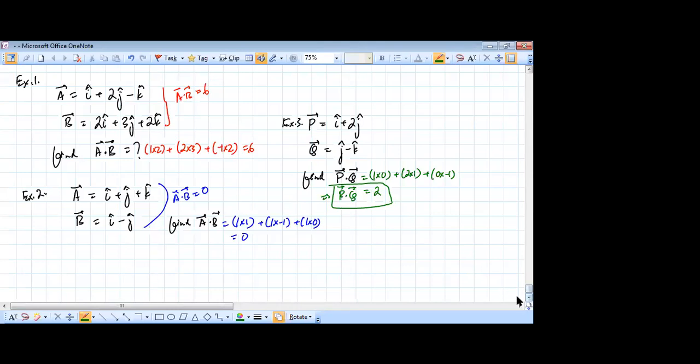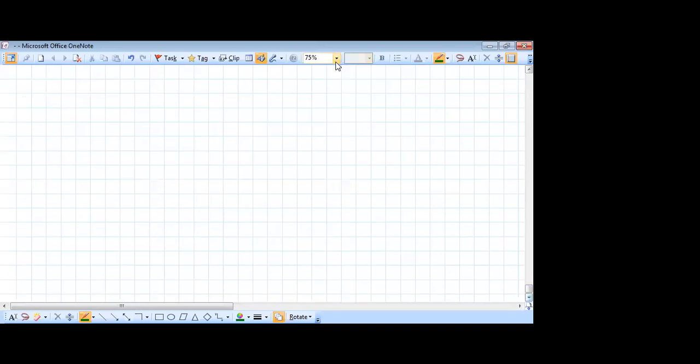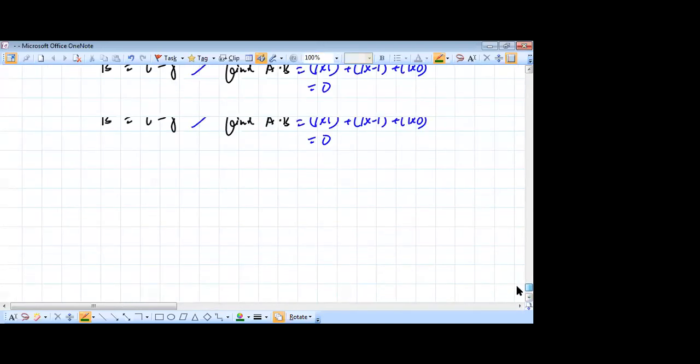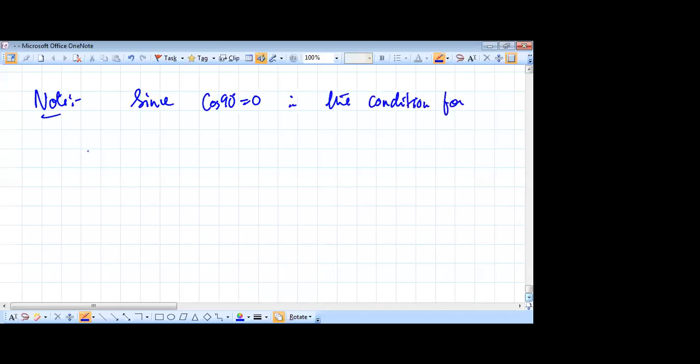Now, just one final thing you have to understand. So this is very important, like an application of dot product. So since cos 90 is equal to 0, therefore the condition for two vectors to be perpendicular is that their dot product should be 0.